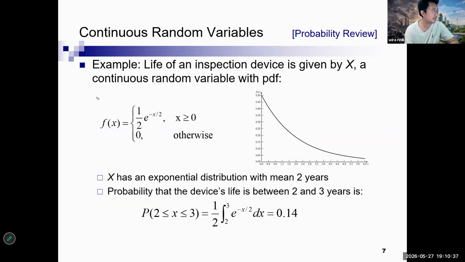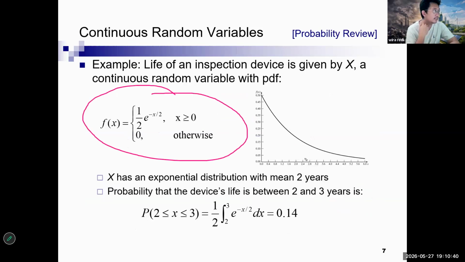You can use those concepts to understand several things, such as if you want to know the life of an inspection device given by X, the probability that the device will still be able to be used between 2 to 3 years will be formulated based on their probability density function. Okay. Yeah, this was discussed in the previous meeting.